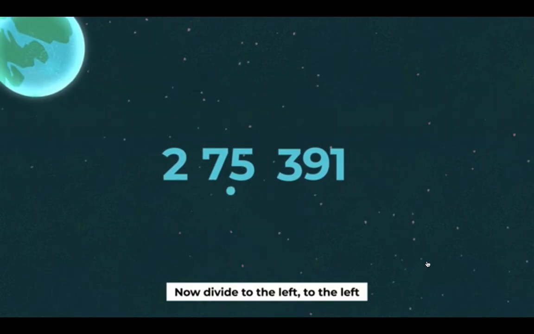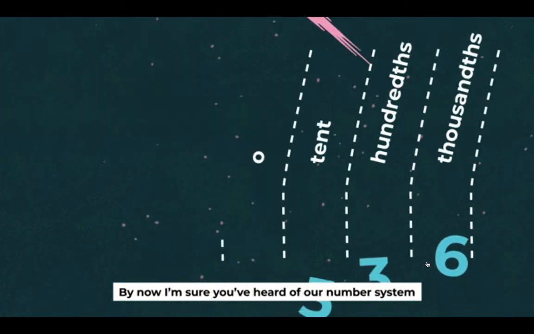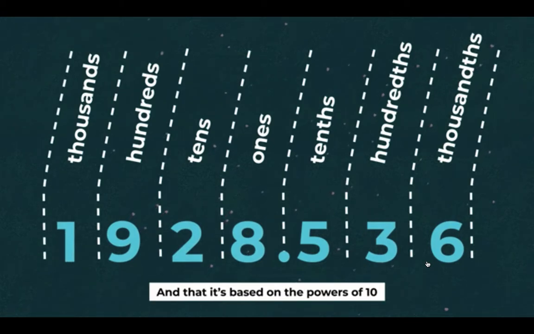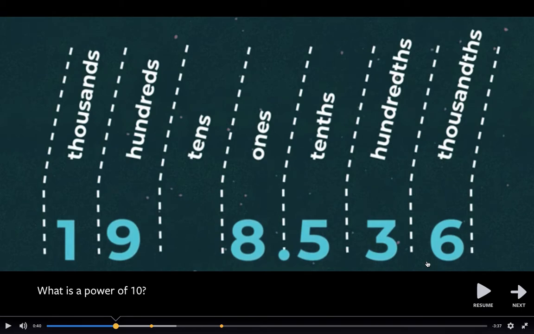To the left. By now I'm sure you've heard of our number system, and that it's based on the powers of 10. What is a power of 10? Well, that's what I just showed you. 10 to the first power is just 10. 10 to the second power is 10 times 10. That's 100. 10 to the third power is 10 times 10 times 10, and that's 1,000. And if I were to do 10 to the fourth power, I'd be at 10,000. 10 to the fifth power, 100,000. 10 to the sixth power, 1,000,000.